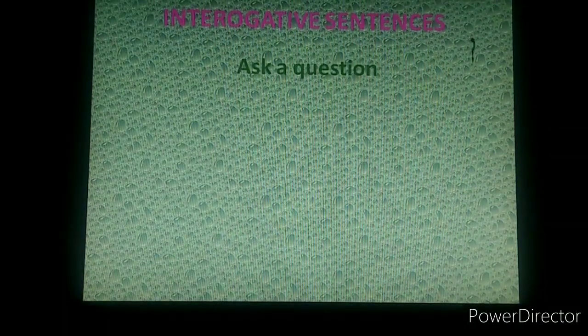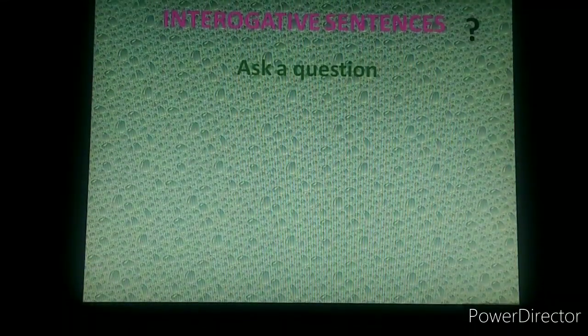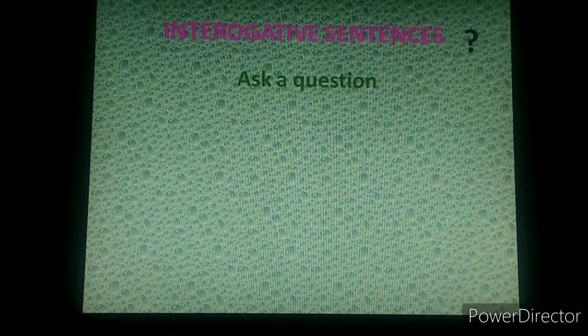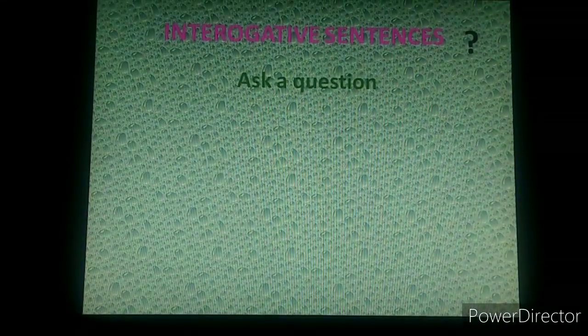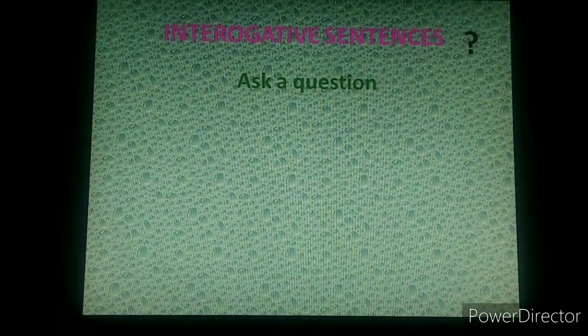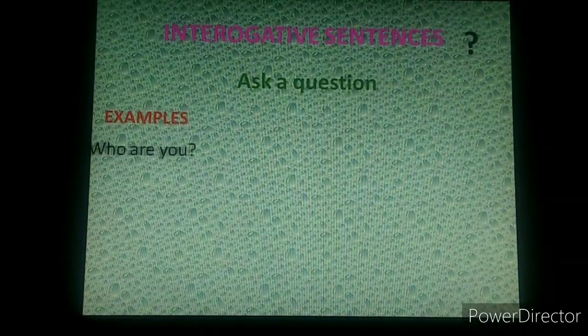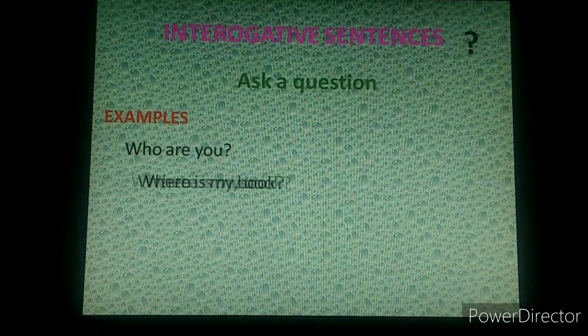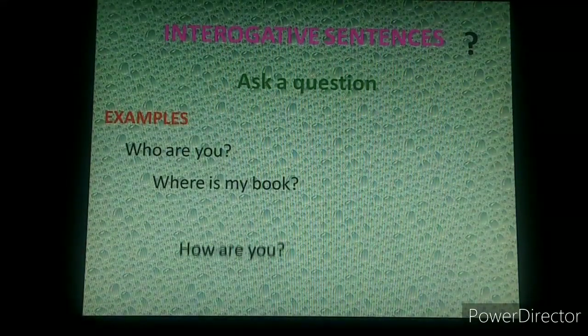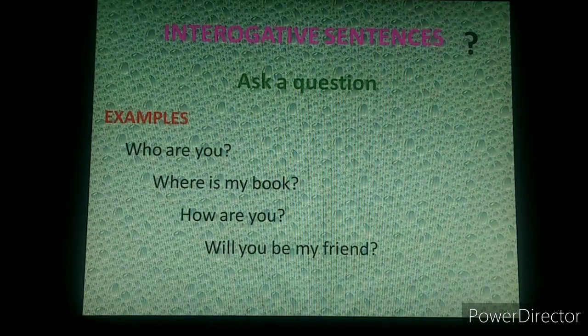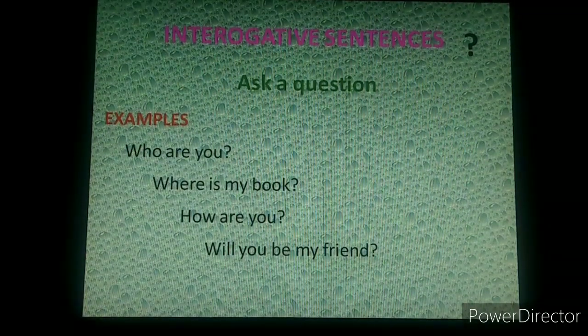The second one is the interrogative sentence. As you have studied in the 6th standard also, interrogative sentences are those sentences that ask a question. Children, you should remember this. Interrogative sentences means sentences that ask a question. For example, we can say, "Who are you? Where is my book? How are you? Will you be my friend?"